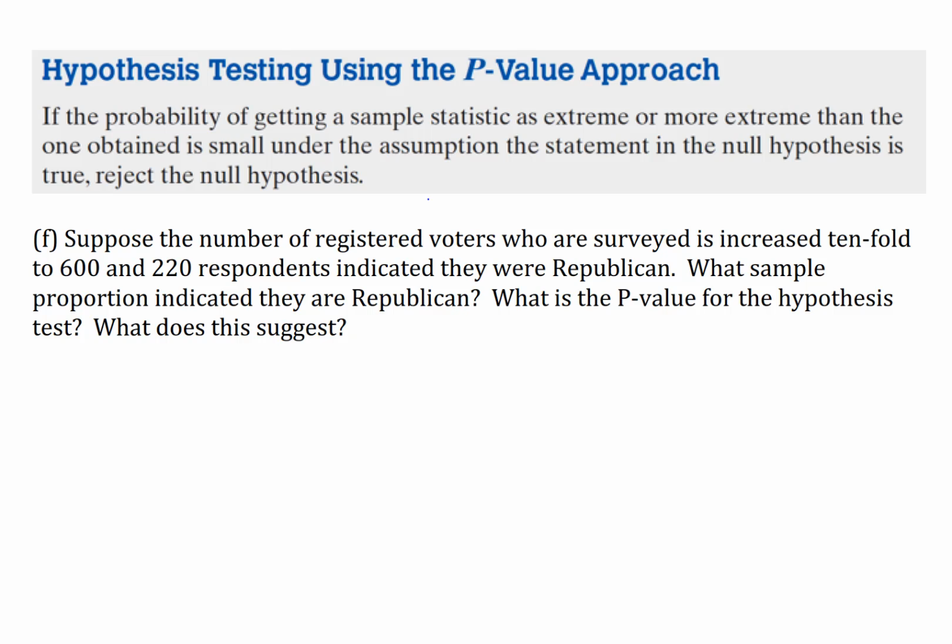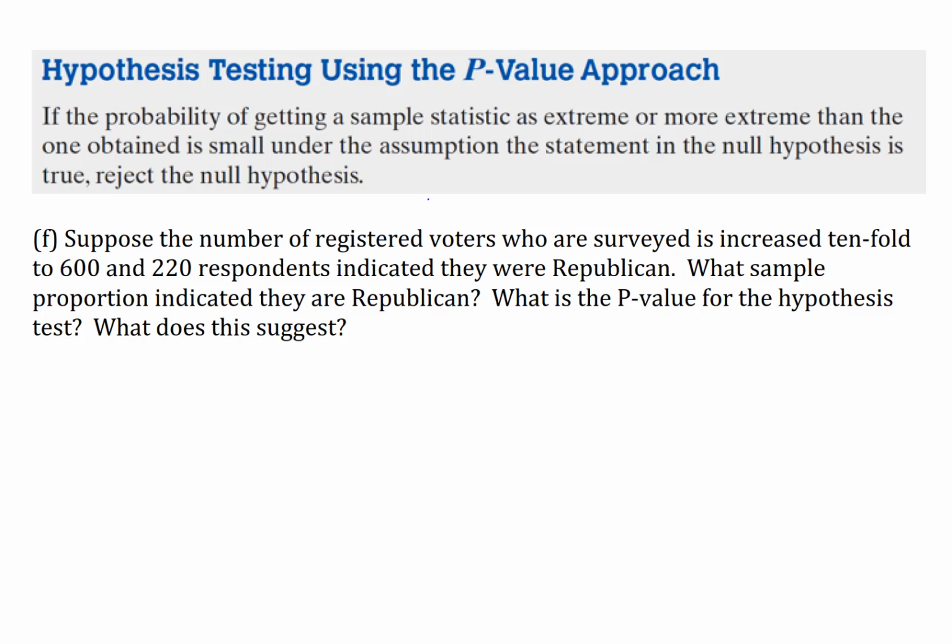And so when you do hypothesis testing using the p-value approach, if the probability of getting a sample statistic as extreme or more extreme than the one obtained is small, under the assumption the null hypothesis is true, we do a rejection of the null hypothesis. So when the p-value is low, you reject the null hypothesis. And if you think about this, it should make sense. If the p-value is low, it means the results that you observed are unlikely to occur if the statement in the null is true.